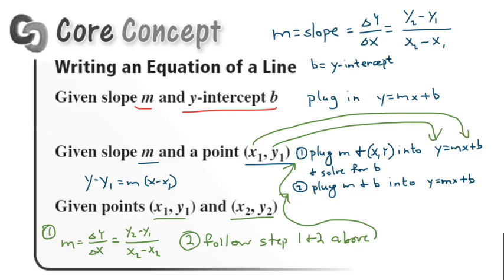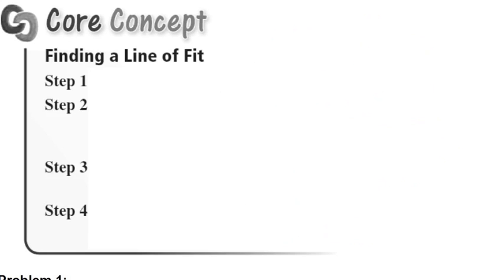Let's move on to the second core concept: finding a line of best fit. Now, there are ways of doing this on your calculator, but if it says to estimate or approximate a line of best fit, this is what they're asking you to do. So step one, make a scatter plot. Basically, graph the data.